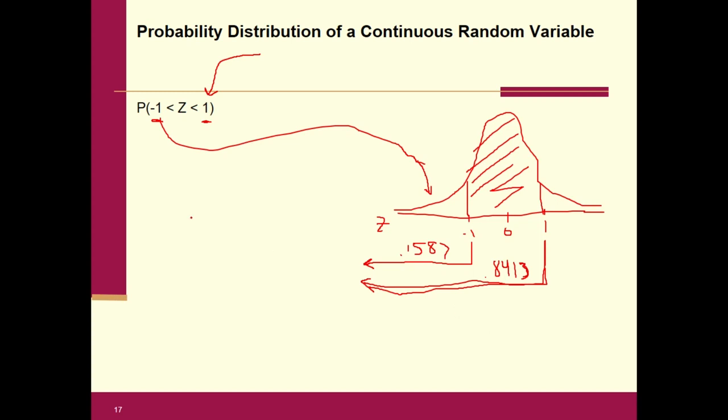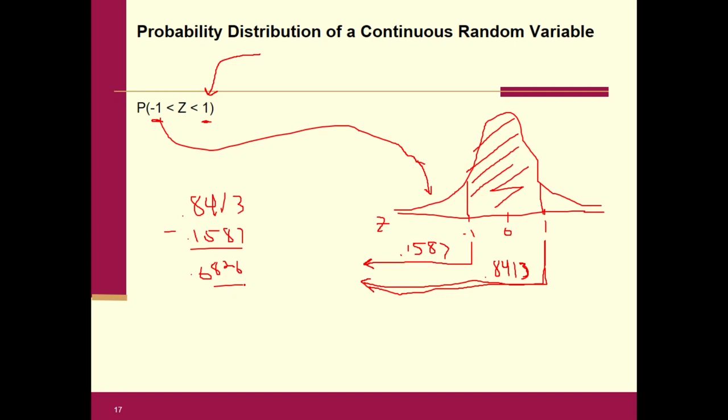Okay? And what do we got to do with these two numbers? We have to subtract them. So you would take 0.8413, the larger number, and subtract off the smaller number. And see what you get. Okay? So let's see what we get. When you put that in your calculator, you get 0.6826. There you go. In other words, approximately what? 68%. So that's why we say it's approximately 68%.